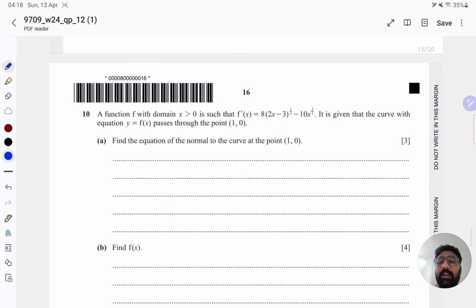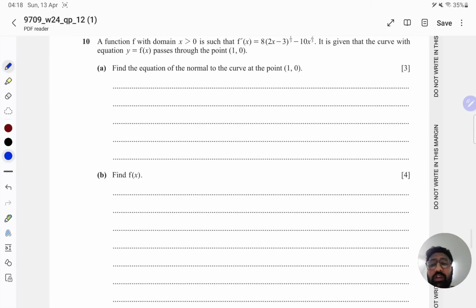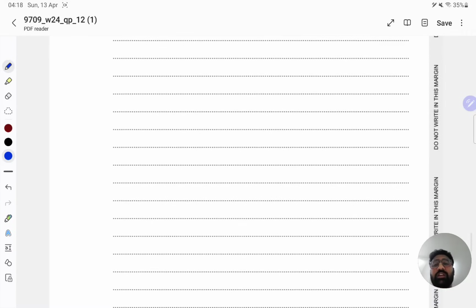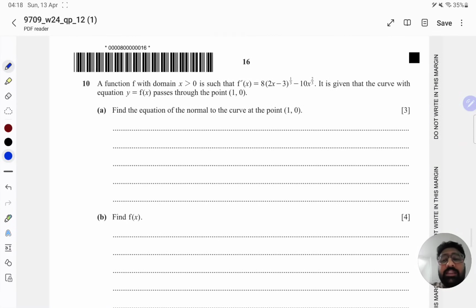Okay, so let's move to the next question, which is question number 10, and that is the last question that we have. Question number 10 says that the function f with domain x greater than 0 is such that f dash of x is given. It is given that the curve with the equation y equals f of x passes through the point 1 comma 0. We need to find out the equation of the normal to the curve at point 1 comma 0.